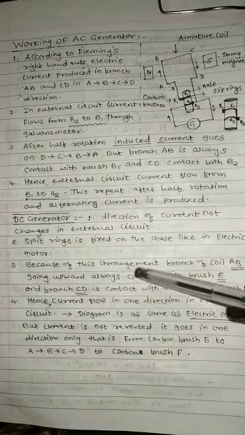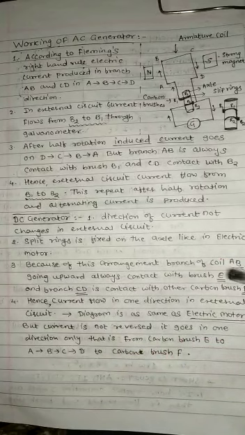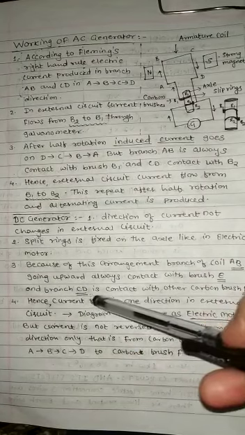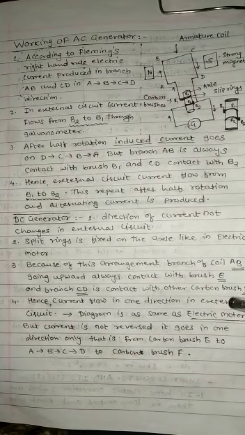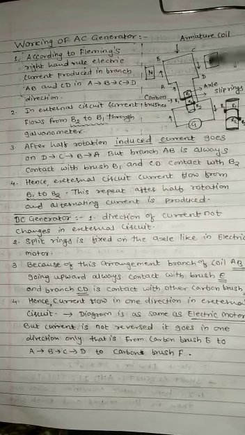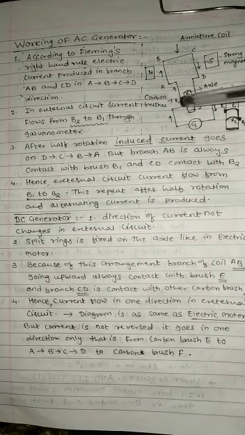Next, because of this arrangement, branch of coil AB going upward is always in contact with brush E and branch CD is in contact with the other carbon brush F. See, suppose this is a diagram of an electric motor. The only changes are the carbon brushes, here E and F, and in between there is a split ring.